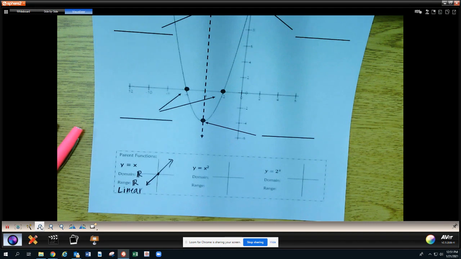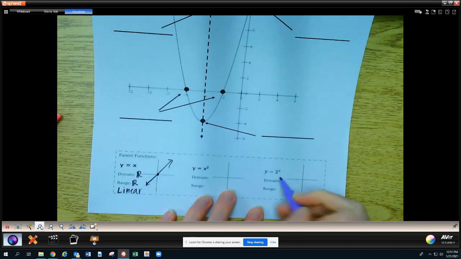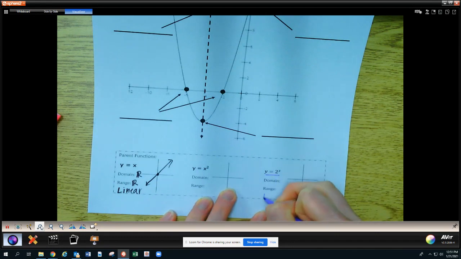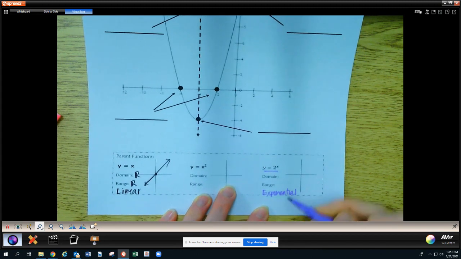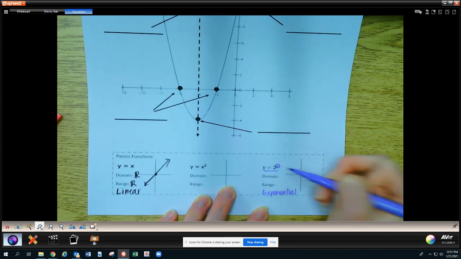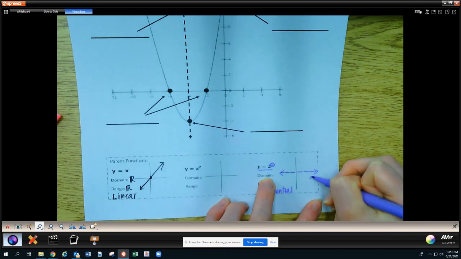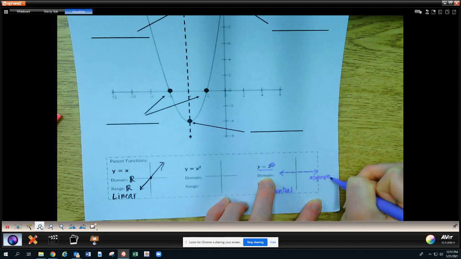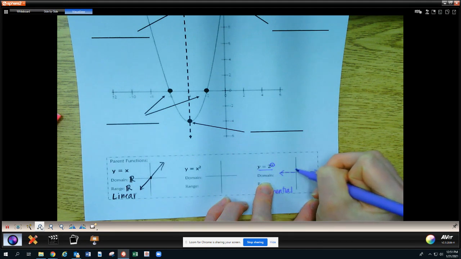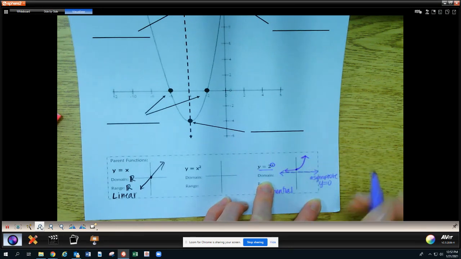Okay, the next function we talked about was the exponential parent function. Okay, exponential. And we know it's exponential because x is in the exponent. And so that had a horizontal asymptote. I'm going to label that asymptote at y equals 0. And it had a y-intercept, and it was growing exponentially. So it made this curve, this L-looking shape.